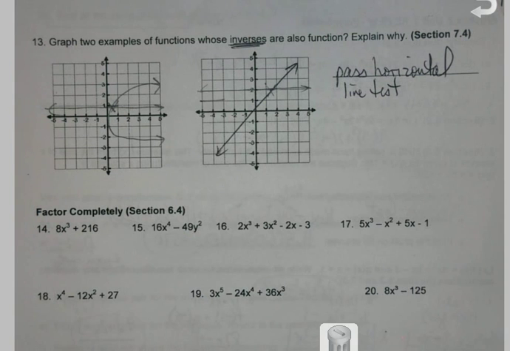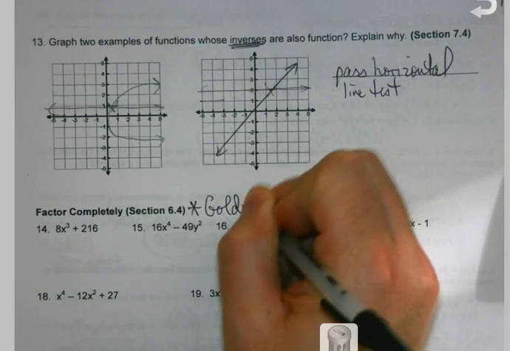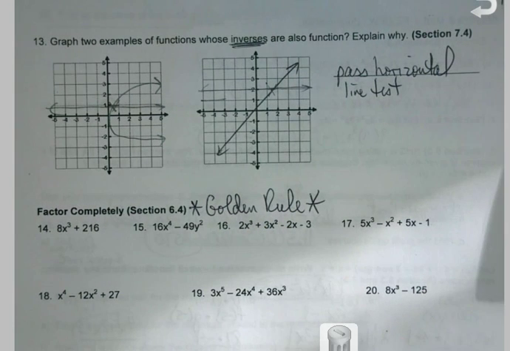Then our favorite section, factoring. Big star. Our golden rule: always look on every problem. Is there something I can take out before I even start? Because I'll admit it, this first one is tricky.